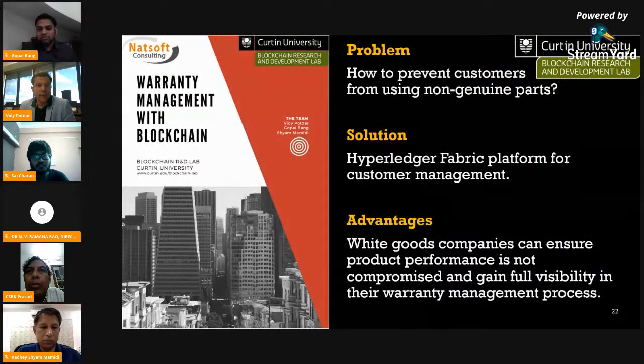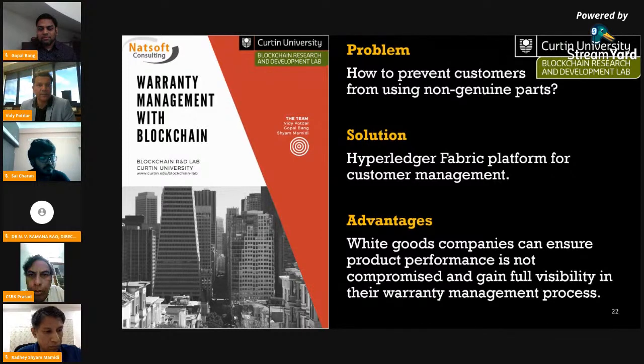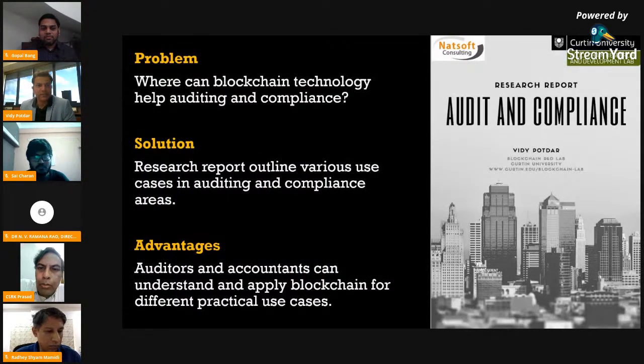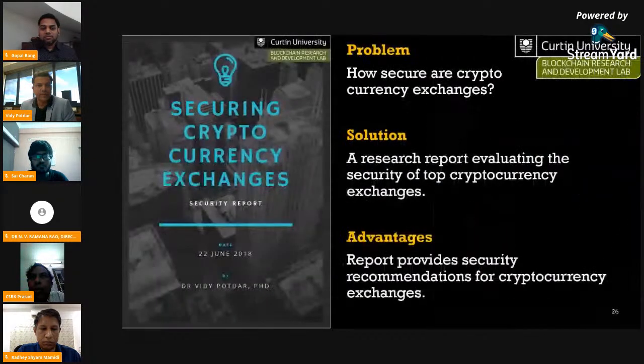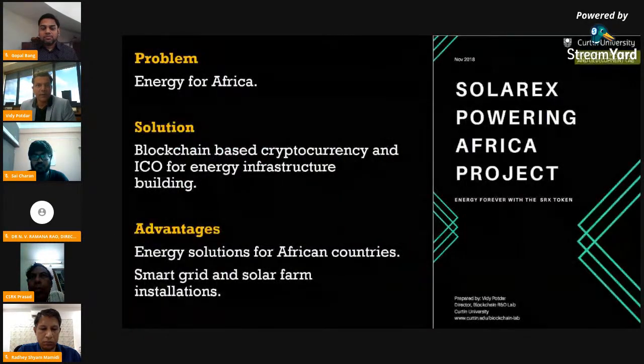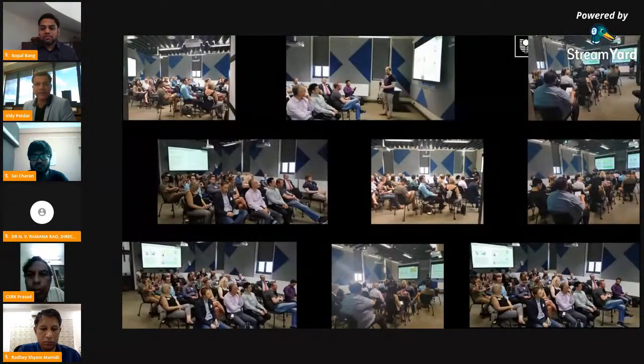Another one is on warranty management, and I guess Gopal and Sai are going to talk about these projects in further detail later on in the session. So I will not spend too much time here. We've done some work on audit and compliance with blockchain, land registries with blockchain, energy management, securing cryptocurrency. So what I want to say is we have done a fair bit of work in this area in a very short span of time, and the amount of interest that we have gathered from industry as well as from students is enormous.